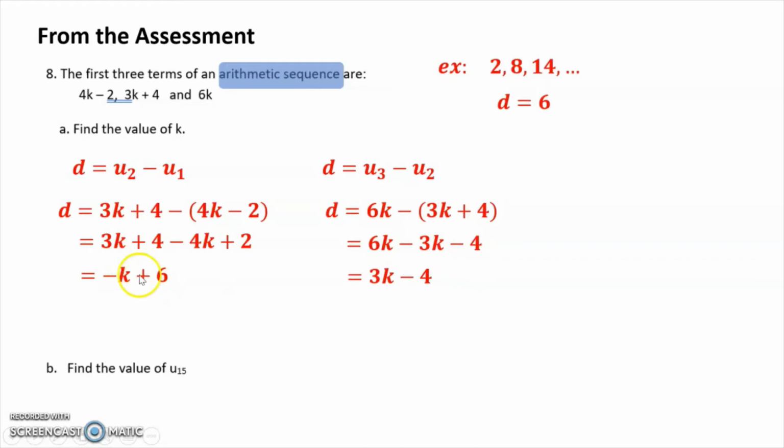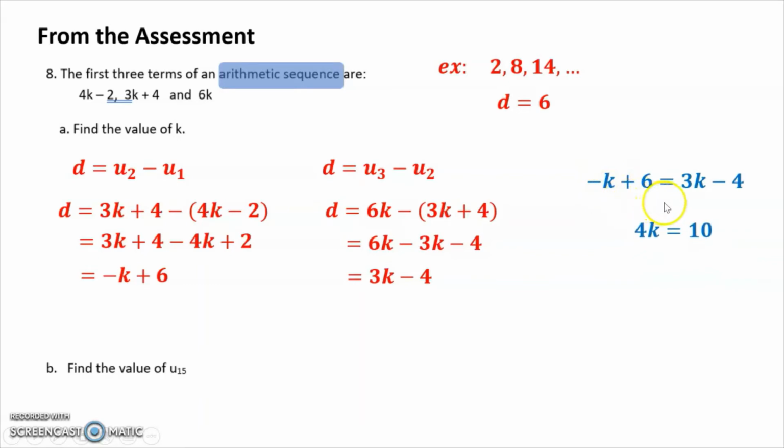Well, this represents the D value, and this represents the D value. We know that the D value must always be the same. It's constant, right? That's constant difference. That's why it's called D value, the common difference. So that must be equal to that. So that's what I do next. I set the two things I found for D, the two expressions, equal to each other. And now I have this equation. I'm going to solve that.